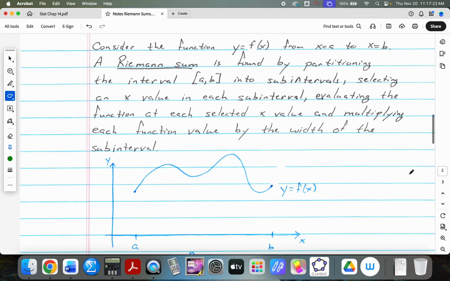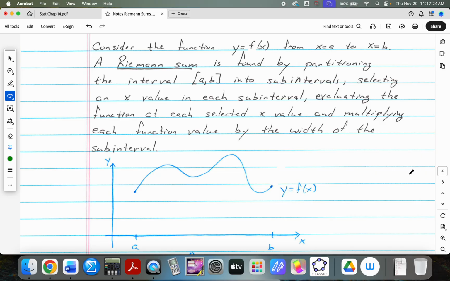So let's talk about Riemann sums more generally. So consider a function y equals f of x from x equals a to x equals b. A Riemann sum is found by partitioning, that means divided up, the interval from a to b into subintervals. Then selecting an x value in each subinterval, evaluating the function at each selected x value, and then multiplying each function value by the width of the subinterval. Sounds horrible. It's really not all that bad.